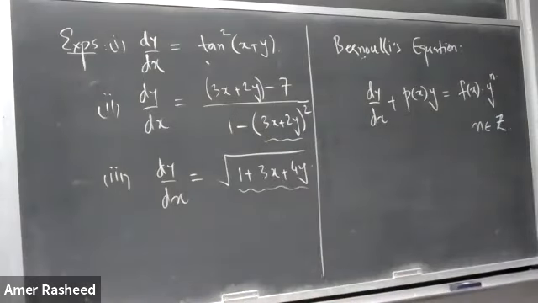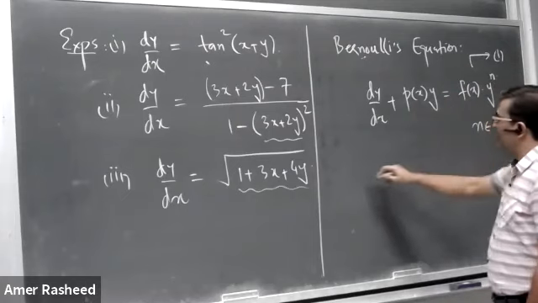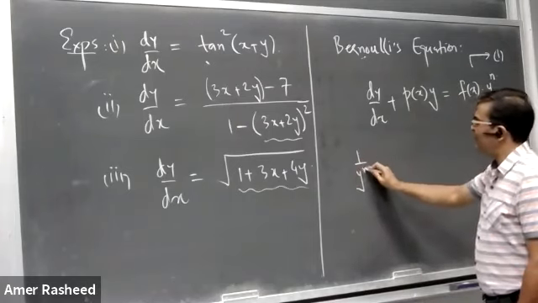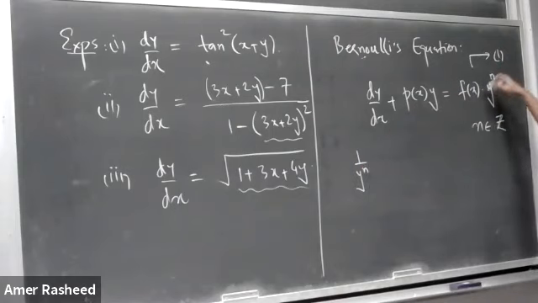So how to solve this differential equation? We also use the substitution method. What do we substitute here? In fact, Bernoulli divided this whole equation by y power n. So if we divide this whole equation by y power n, you have to divide the whole equation by the y power n which arises on the right hand side.